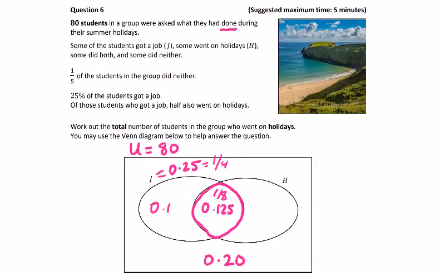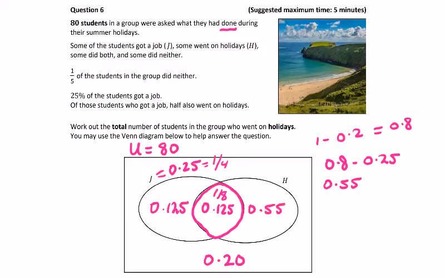So that means that there's 0.125 in there, which means if there's 0.8 left in the two circles, the 1 minus the 0.2 is the 0.8. And we have a quarter in here, which is 0.25. So 0.8 minus 0.25 will give us what's left in here. Then we'll just check they all add up to 1. This is 0.55. So let's just check now. 0.125, 0.125, 0.2 and 0.55 do in fact add up to 1.